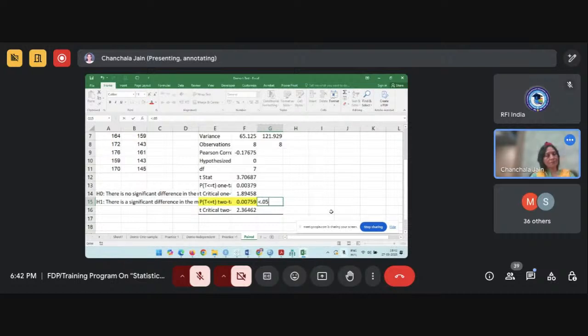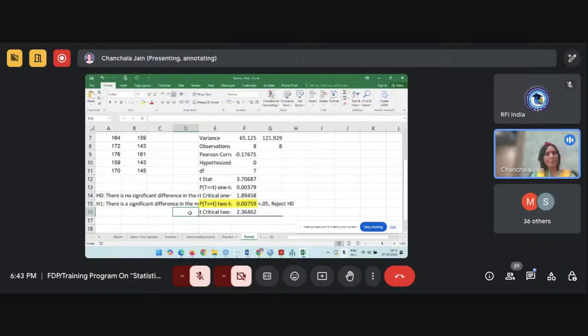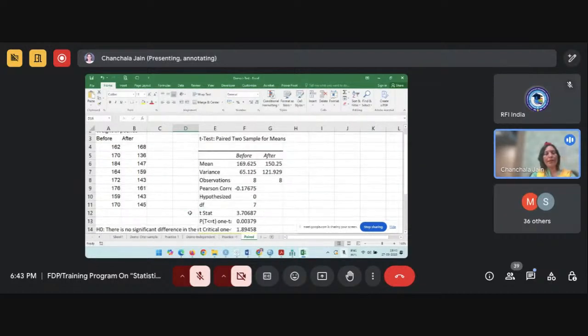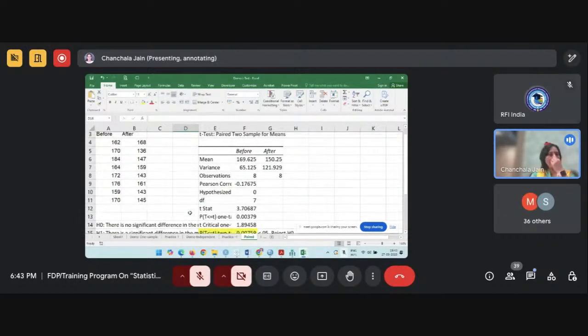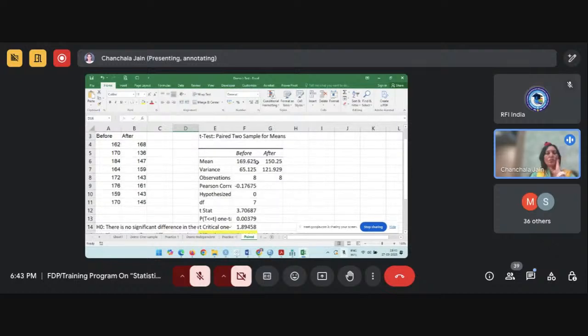So in this case, what do I need to say? We need to reject the null hypothesis. When I reject the null hypothesis, I conclude that there is a significant difference in the mean weight before and after opting for the diet plan. That means the difference is significant here, right? Now, if I want to comment on the effectiveness of the diet plan, I can compare the mean values, because a significant difference exists in the means.